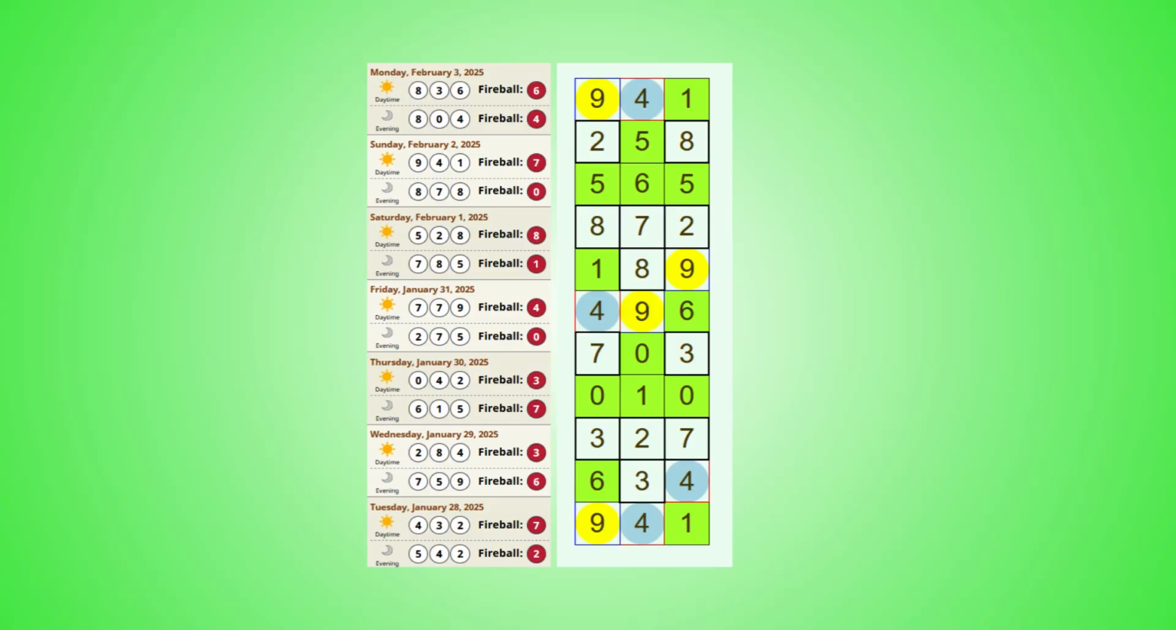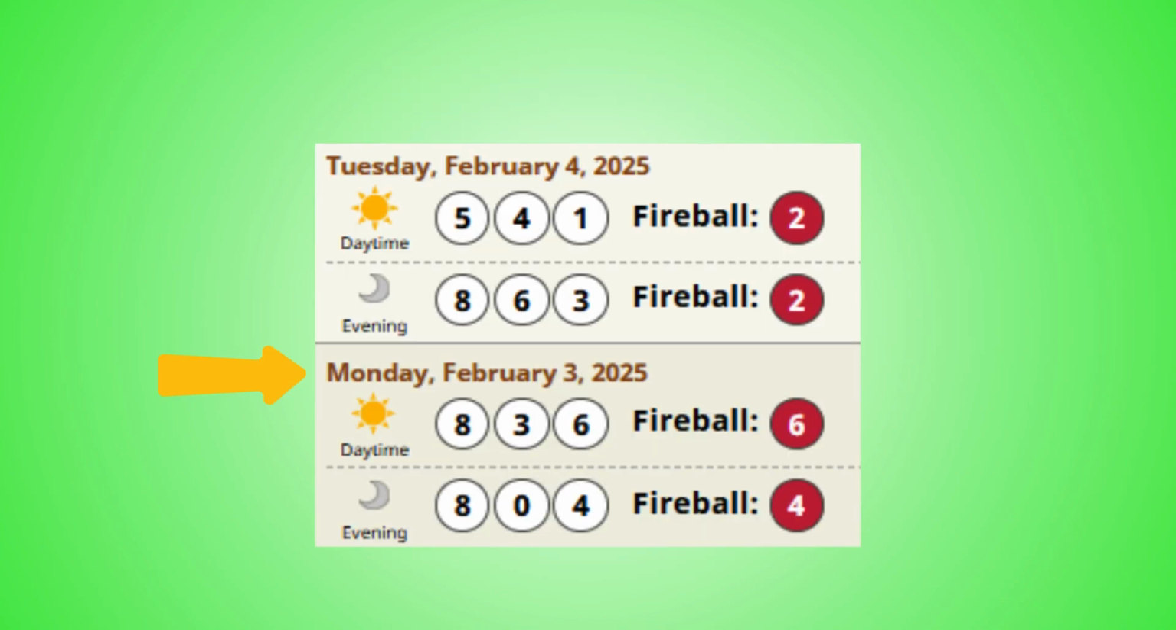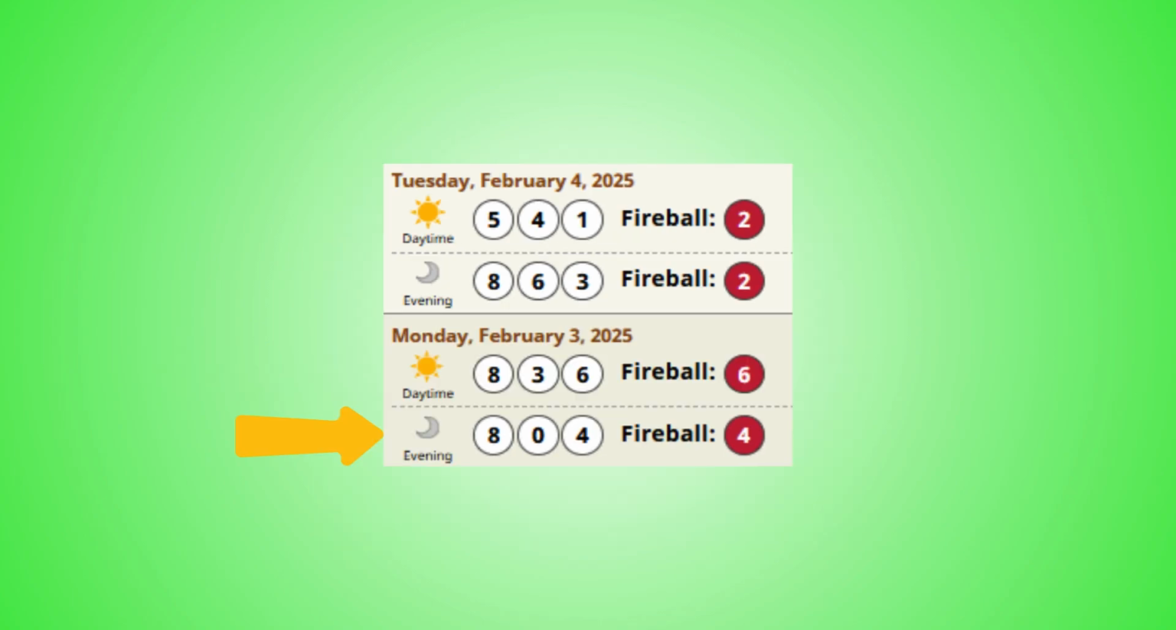If you want to figure out today's numbers, just enter the daytime draw from the previous day and look for the patterns. In this case, if today is February 4th, you would enter the February 3rd daytime draw. We already saw that 804 and 836 came out, confirming the accuracy of this method.